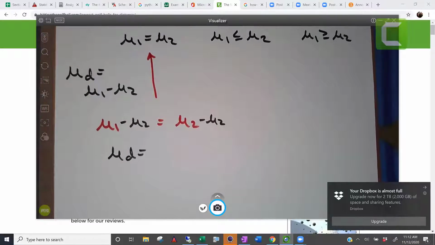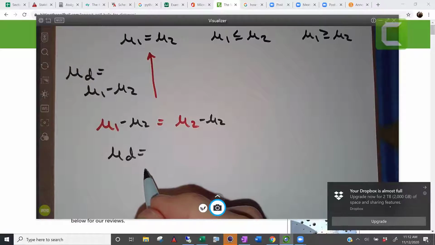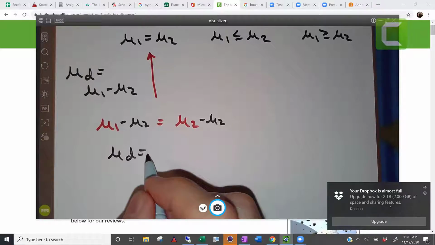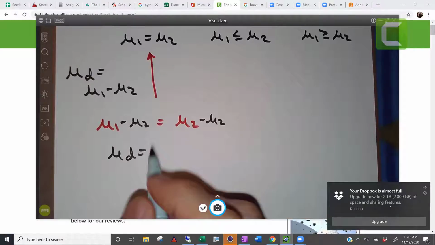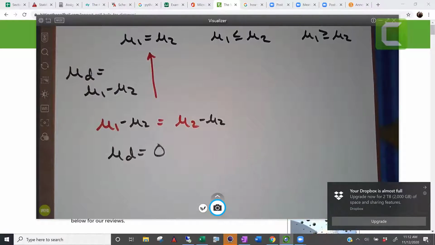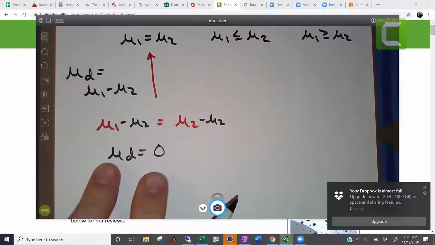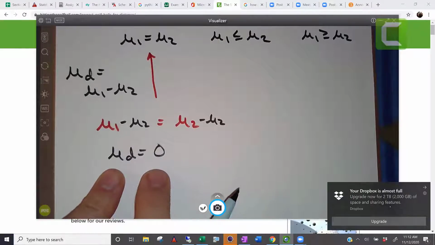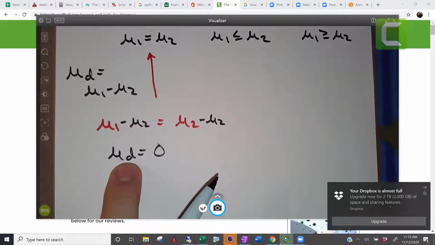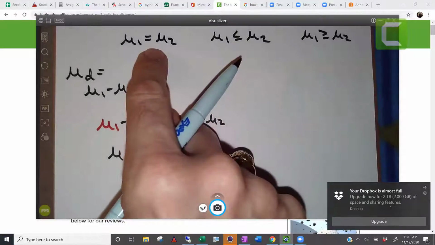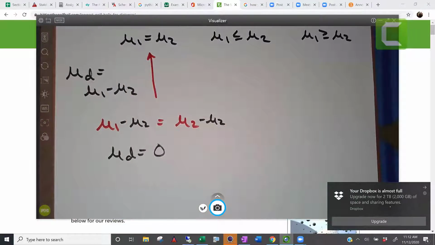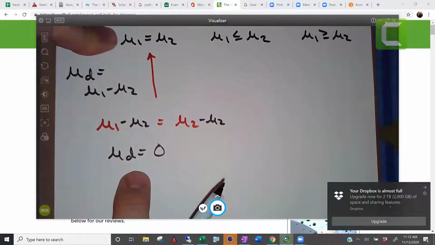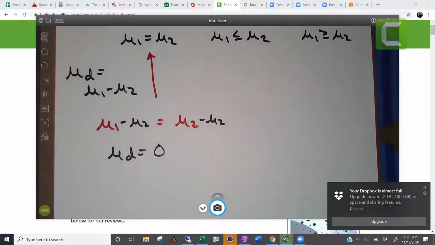What do I get on the right-hand side? Can anyone simplify that for me? Would it be 0? Yeah, thank you. It's going to be 0. So that's one way to test a claim here. Now keep in mind, this claim is the same as that. These are effectively the same. The difference of 0 means that mu1 equals mu2. Thank you, Jillian.